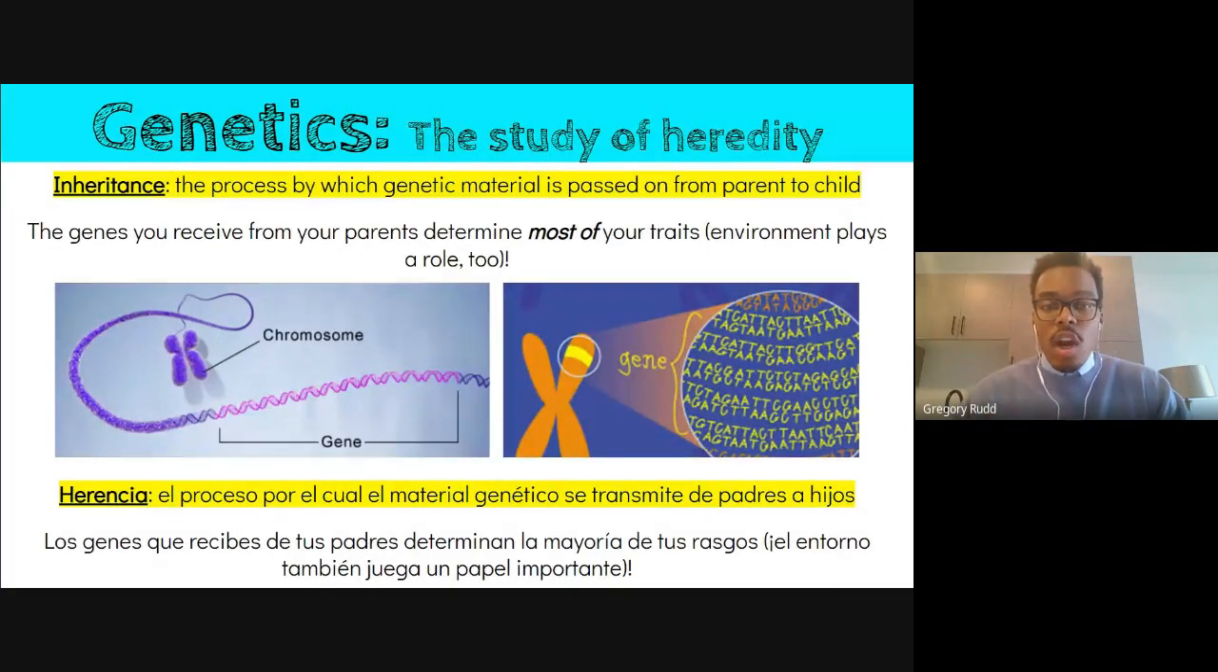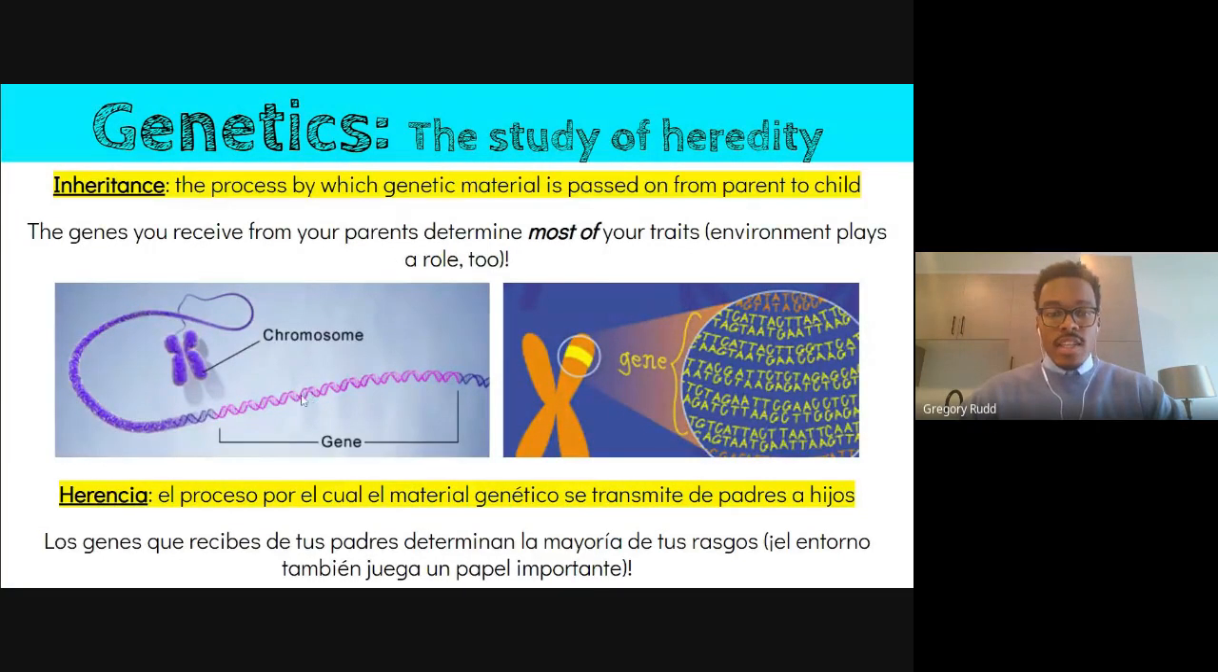Each gene codes for a protein. So each gene will tell the cell how to make a specific protein. Obviously, not every cell makes every single protein. Most cells only need a specific class of proteins that allow them to do their job. So cells will only turn on the genes that they need. Does this make sense? Okay.